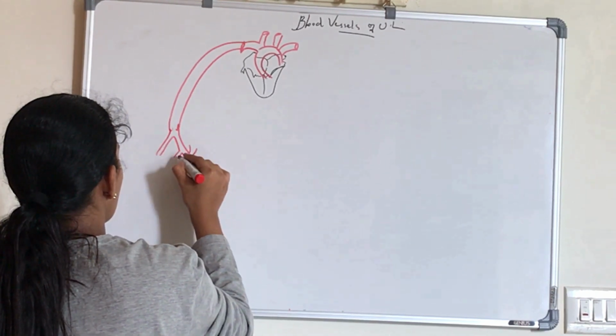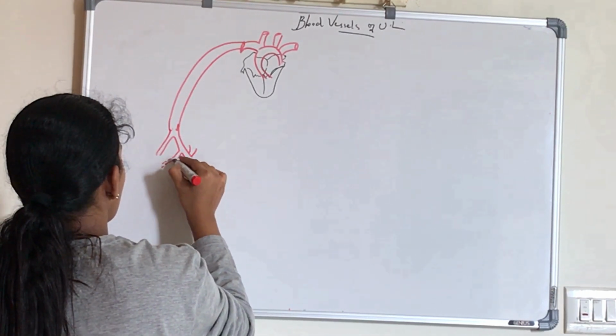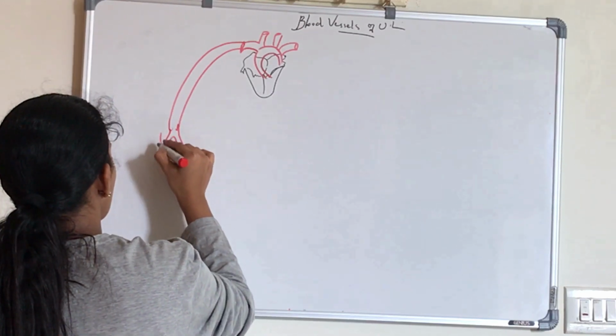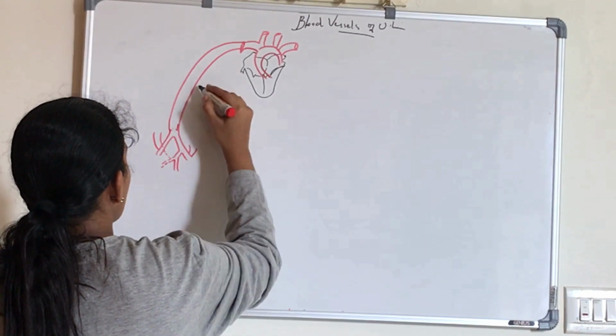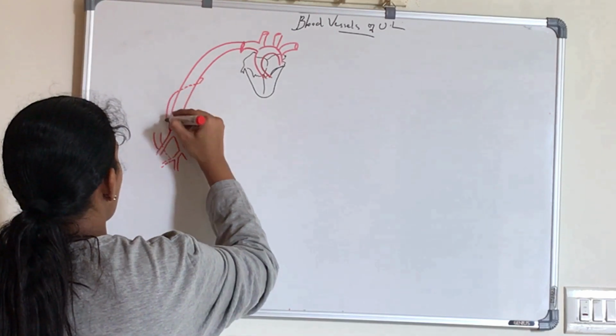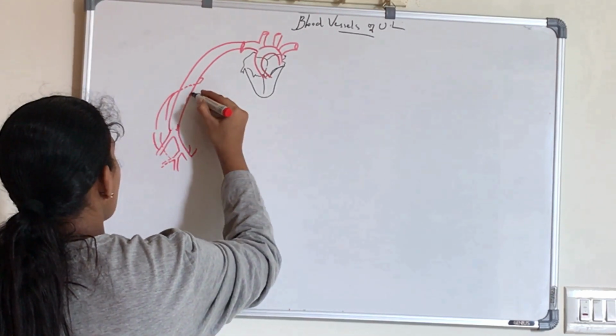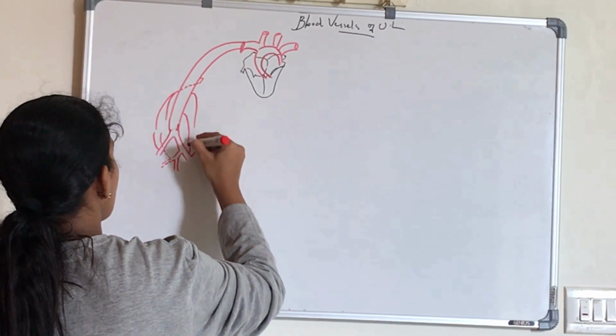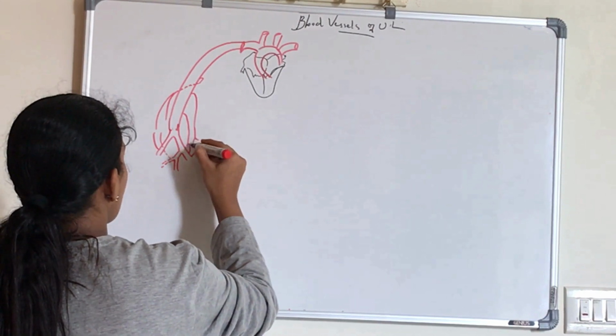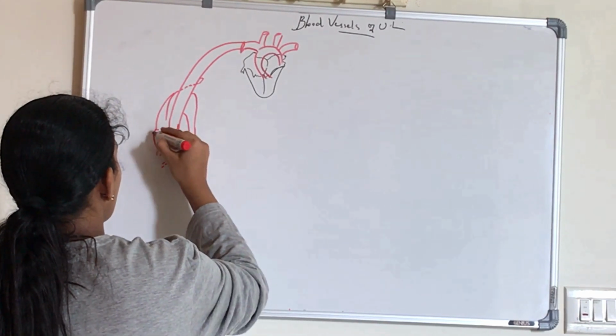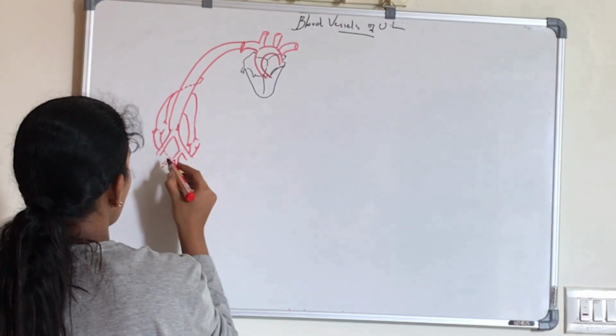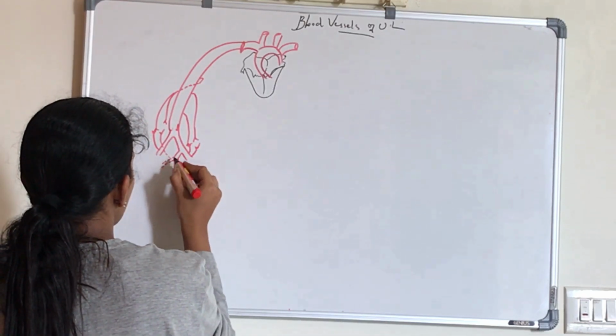One of the main branches of ulnar artery is common interosseous artery, which gives anterior and posterior interosseous. And the important branch of brachial artery is profunda brachii. So these branches of brachial, radial and ulnar artery form the anastomosis around elbow joint.